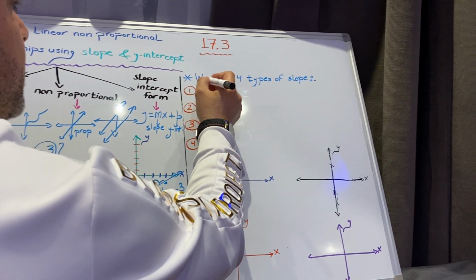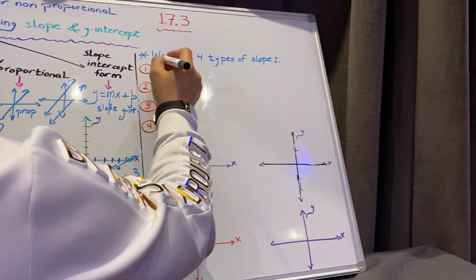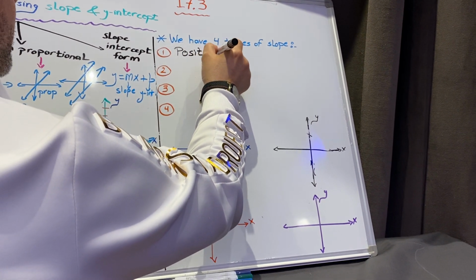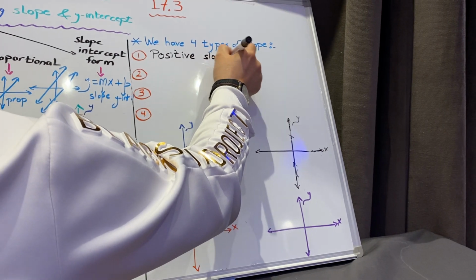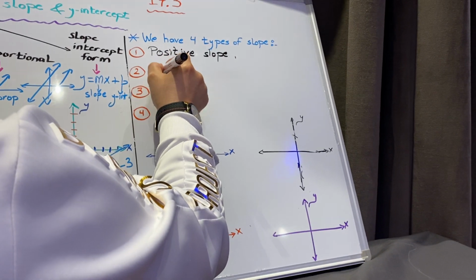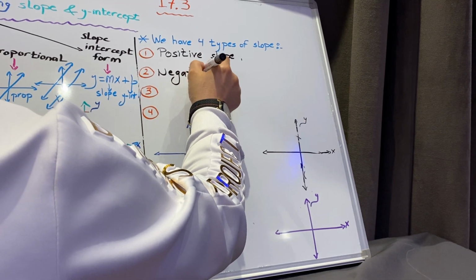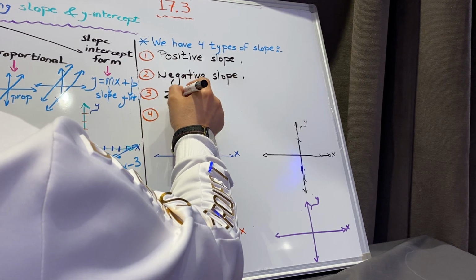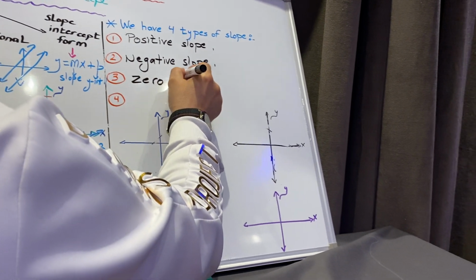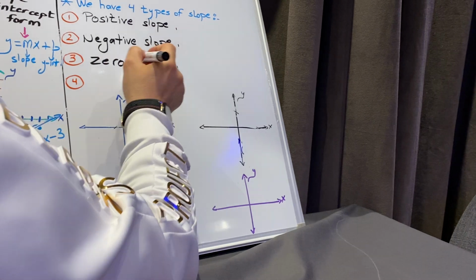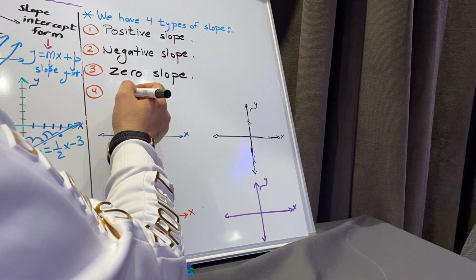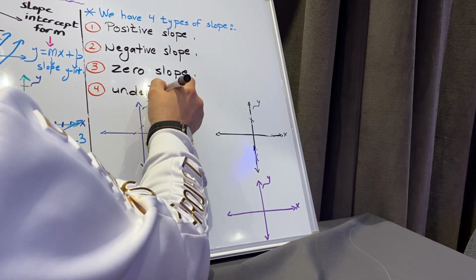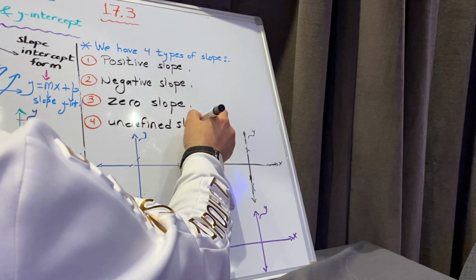Okay guys, we have four types of slope. Let's start with the first kind, which is the positive slope. Then the second kind, we have negative slope. The third kind, guys, the zero slope. And the last, the fourth kind, guys, of course, is the undefined slope. Let's continue the journey in this lesson.